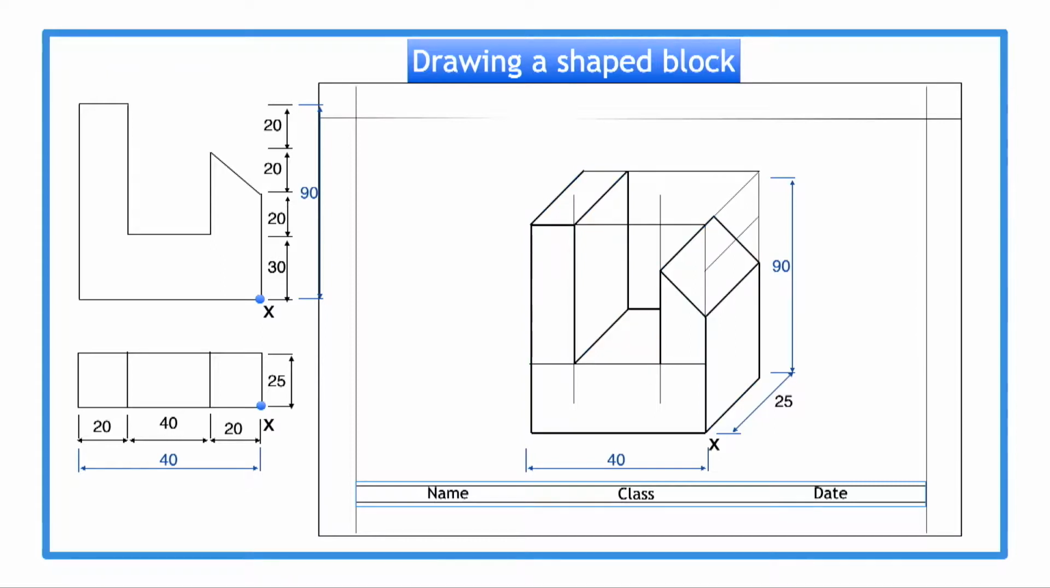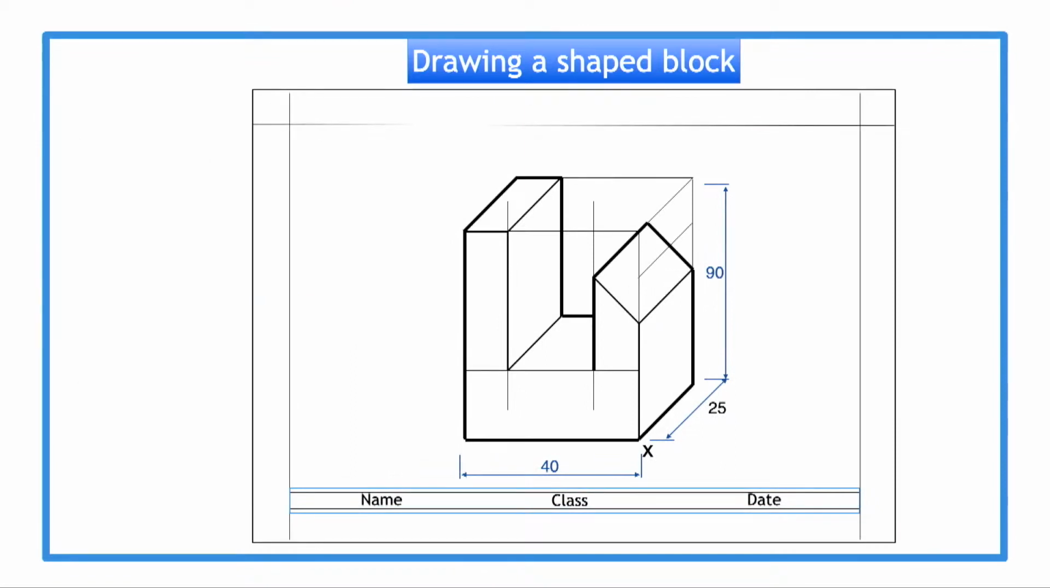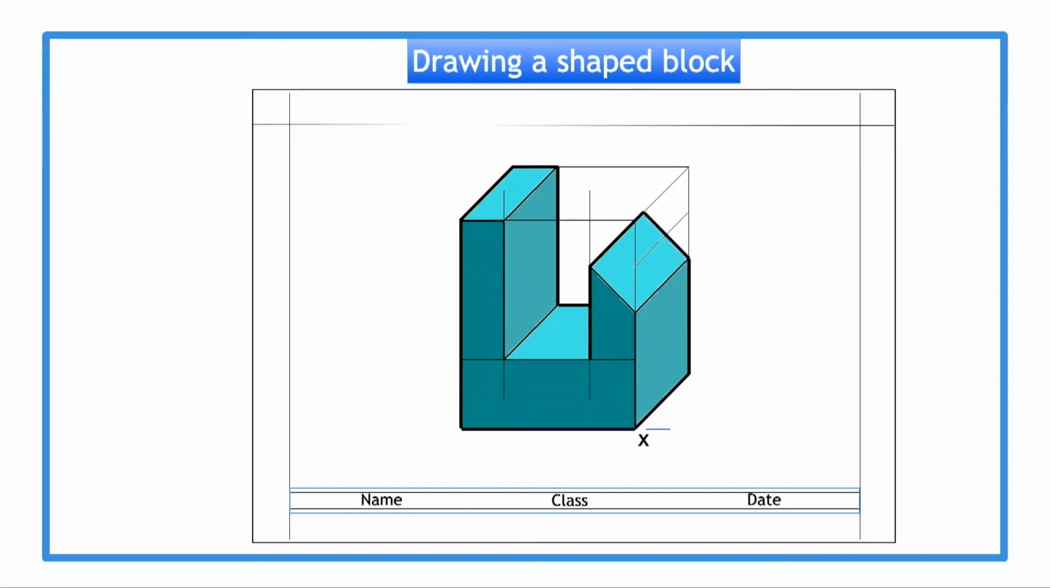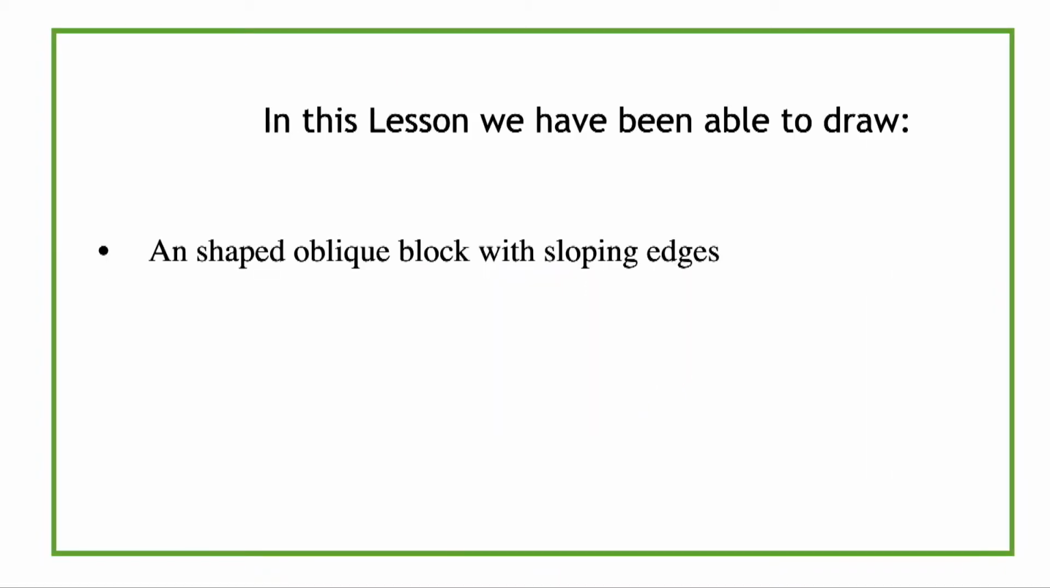The outline is lined in dark as such. The final shape can be rendered using the thick and thin line technique like this. You can also render using any color you choose. In this lesson, we have been able to draw a shaped oblique block with sloping edges.